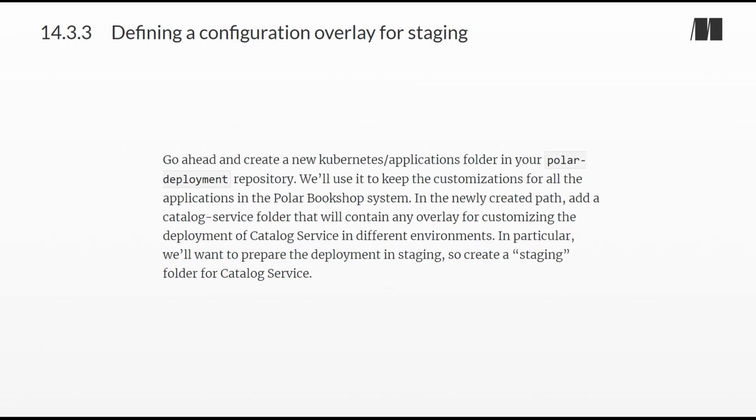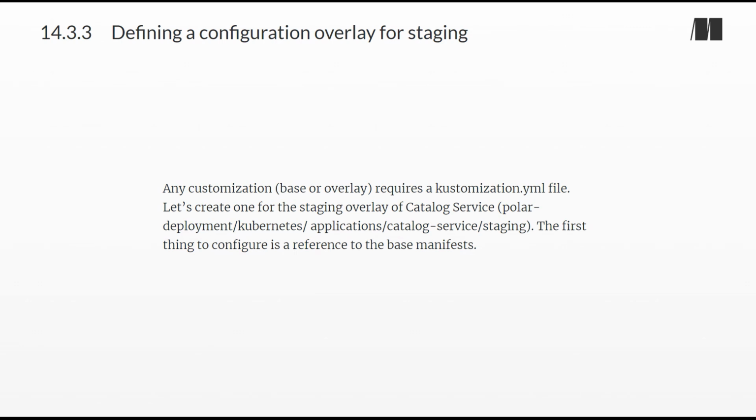In the newly created path, add a catalog service folder that will contain any overlay for customizing the deployment of catalog service in different environments. In particular, we'll want to prepare the deployment in staging, so create a staging folder for catalog service. Any customization, base or overlay, requires a kustomization.yml file. Let's create one for the staging overlay of catalog service, polar-deployment/kubernetes/applications/catalog-service/staging. The first thing to configure is a reference to the base manifests.